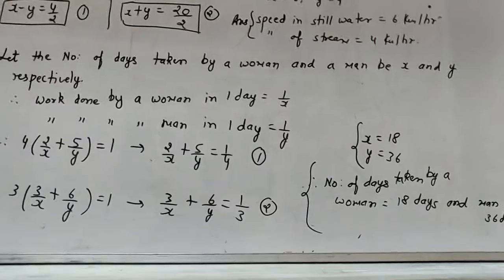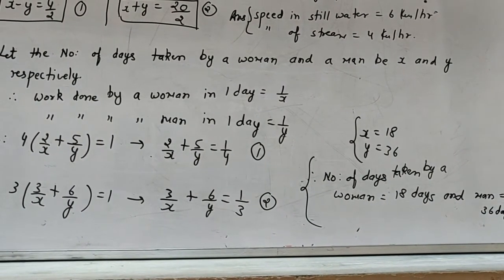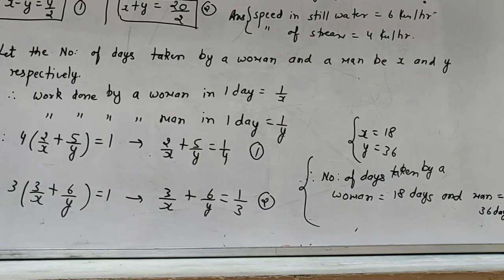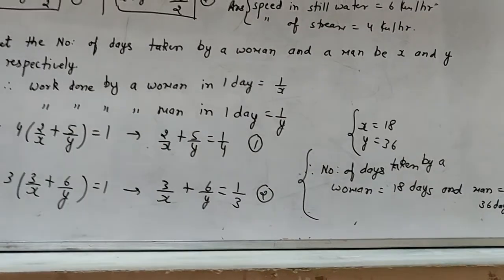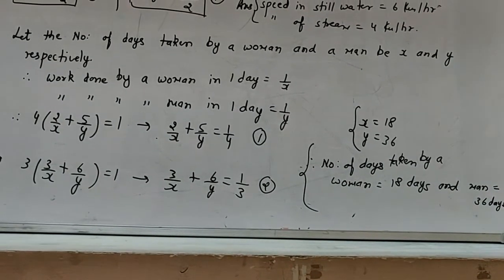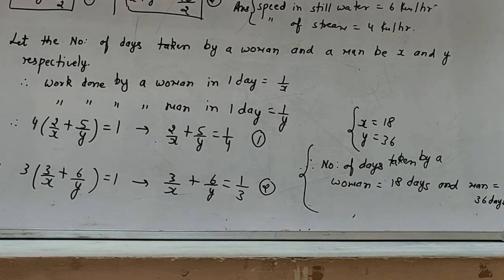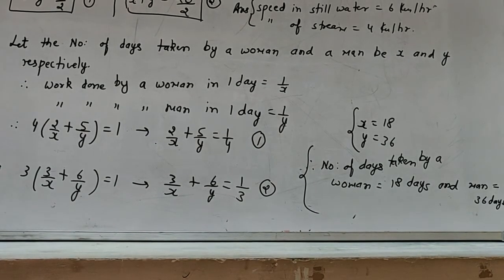Because x and y are in the denominator, you'll write: let 1 upon x equal a and 1 upon y equal b. Correct? So the equations will become 2a plus 5b equals 1 upon 4. Similarly, 3a plus 6b equals 1 upon 3. Take out the LCM and solve it. After solving it, you'll get x as 18 and y as 36.